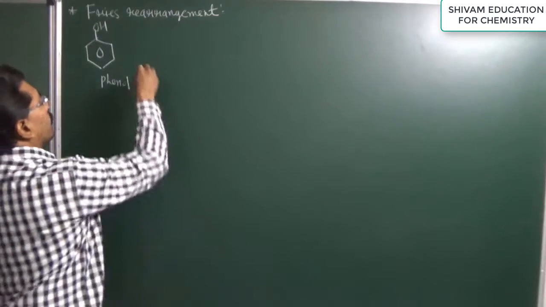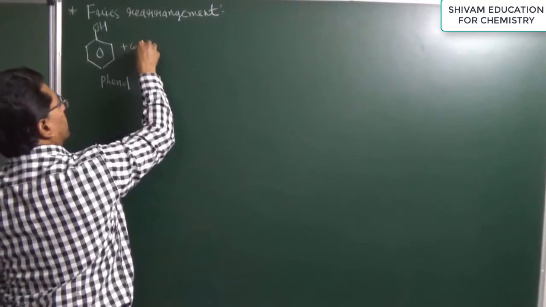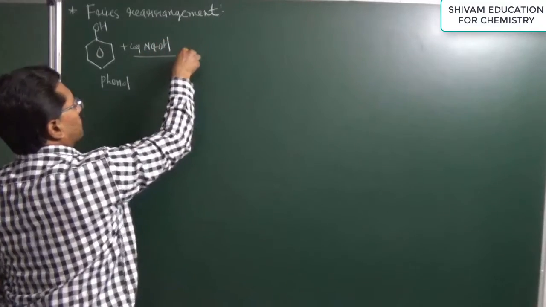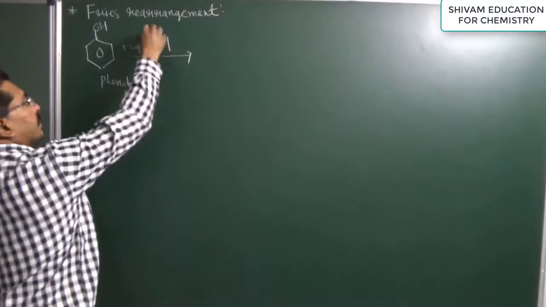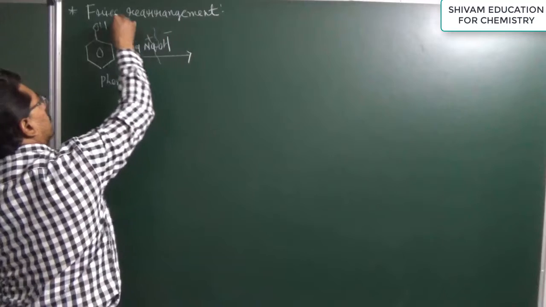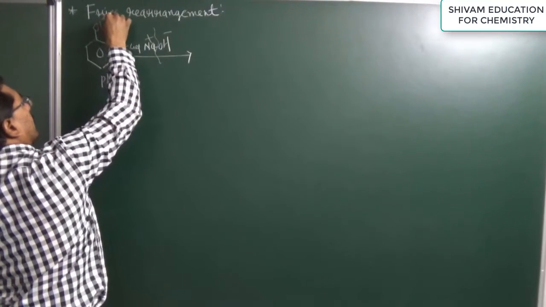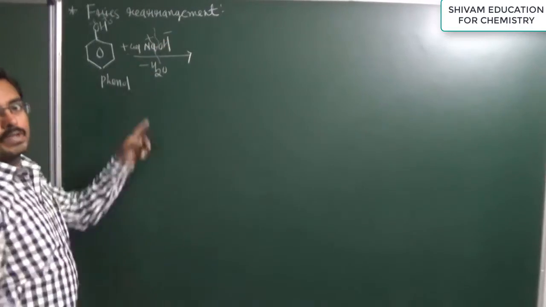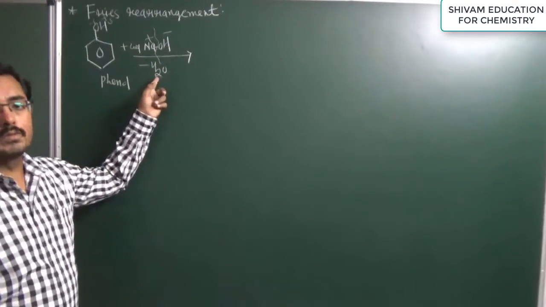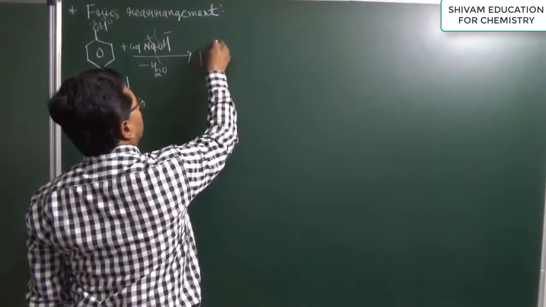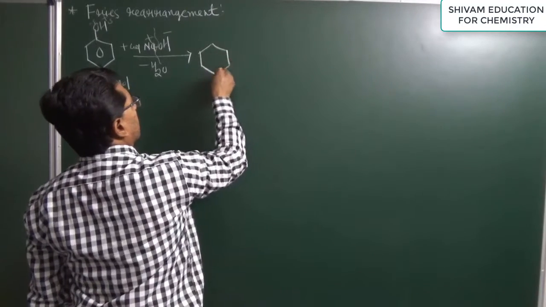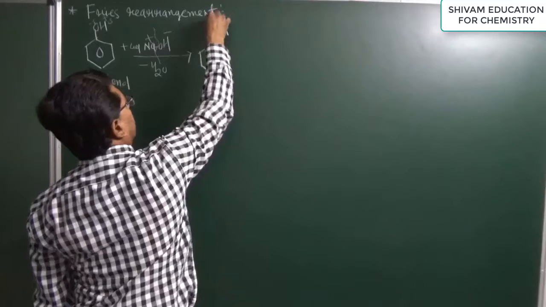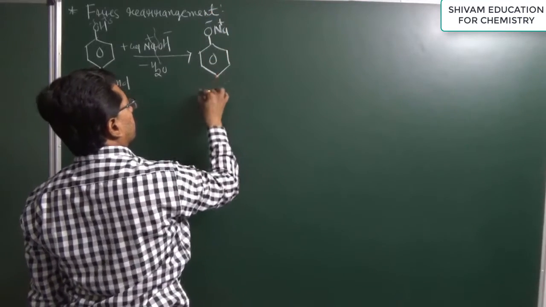Now phenol, when allowed to react with aqueous sodium hydroxide, gives sodium phenoxide. The reaction occurs in this way: Na plus, OH minus, here H plus and oxygen minus. So OH reacts with H and is removed in the form of H2O, and we get sodium phenoxide. So first sodium phenoxide will be obtained, Na plus, O minus.